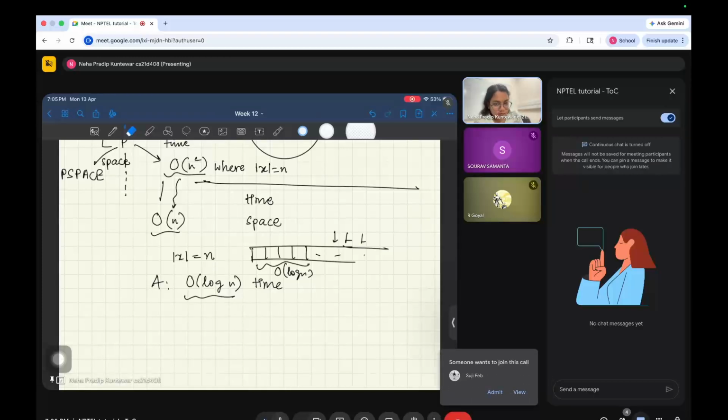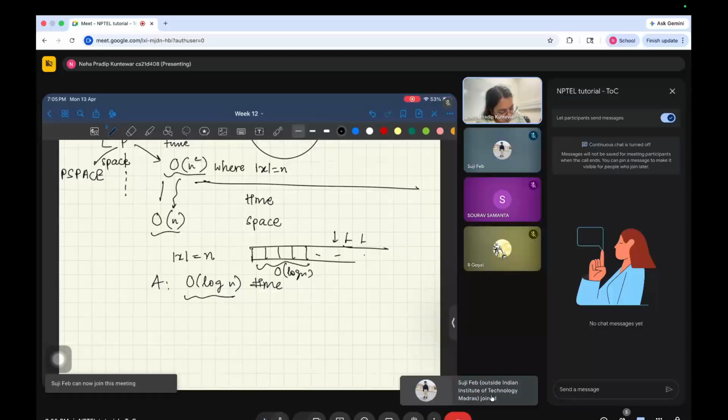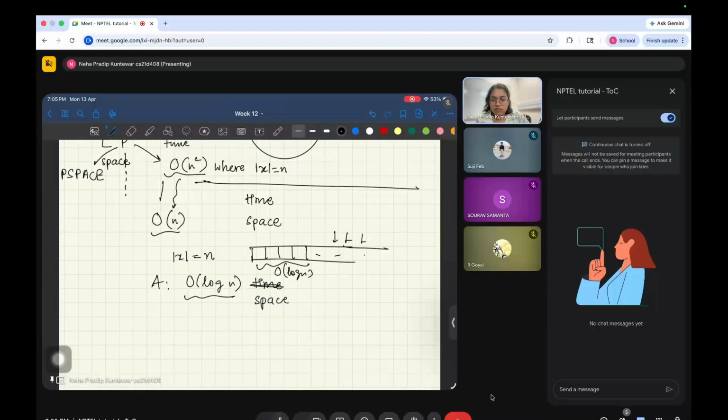However, instead of time, if I talk about space, then does it make sense? Yes, there it makes lots of sense, because if something is running in a space of the order of log n, it would require time of the order of 2 raised to the power log n. That becomes equal to n in that sense.